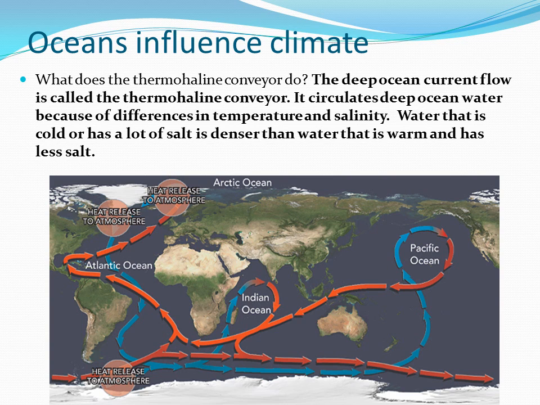So what does the thermohaline conveyor do? The deep ocean current flow is called the thermohaline conveyor. It circulates deep ocean water because of differences in temperature and salinity. Okay, so this brings back in convection. Cold material sinks, hot material rises. And so when we bring in the salinity factor, how salty is the water, the saltier it is, the more dense it is, and so it's going to sink down. Water that is cold or has lots of salt is denser than water that is warm and has less salt.